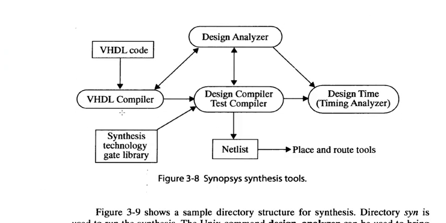So the same thing is told in these blocks. You have a design analyzer, then you have a compiler. The input to the compiler is your VHDL code. When the compile output is okay, then you go for design compilation and testing. The input to this is the technology libraries, gate libraries which are built in. After you have compiled, a netlist will be created and placed. Suppose you want to test the timings, you can go for the timing analyzer and check. So this is the flow.